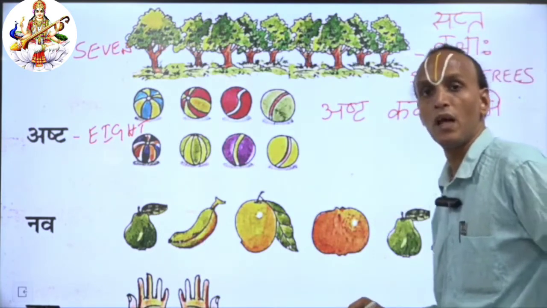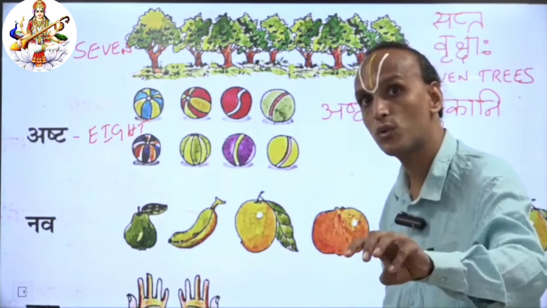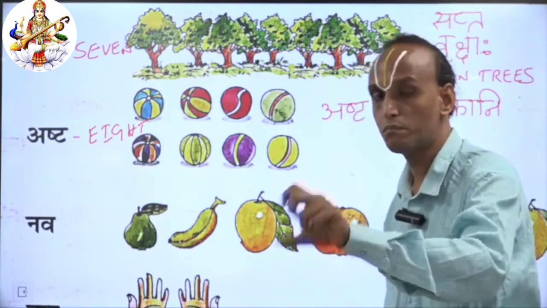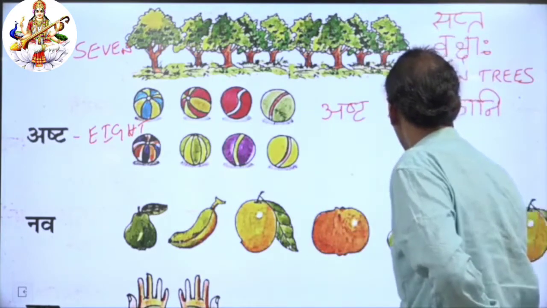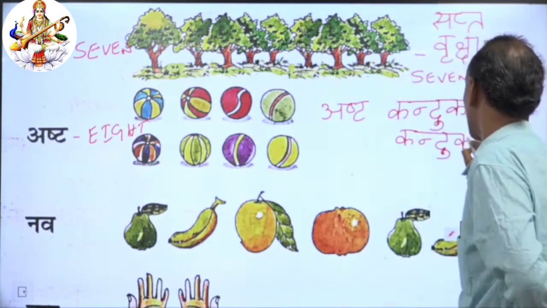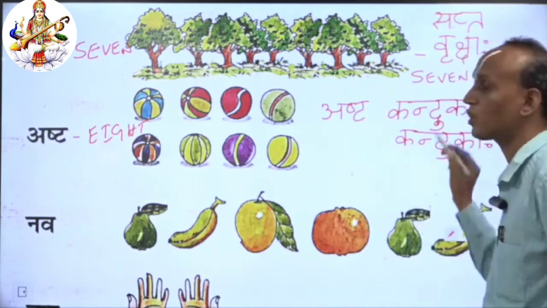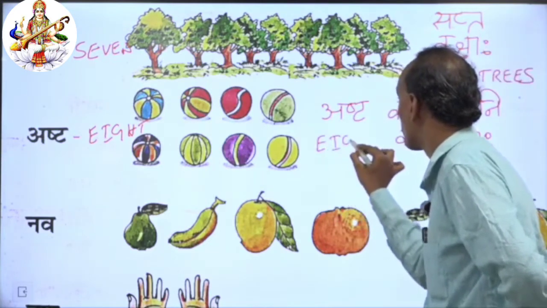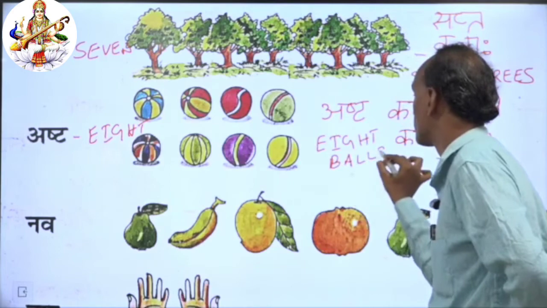Okay. We can also say in pumlingaha. In napumsakalingaha, kandukam, kanduke, kandukani. In pullingaha also we can say ball. Okay. Kandukaha. So, ashta kandukaha. Either way we can say this. Ashta kandukaha or ashta kandukani. That means what? 8 balls. Okay.